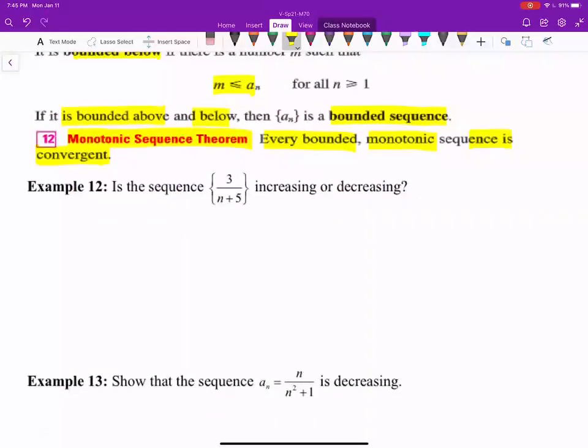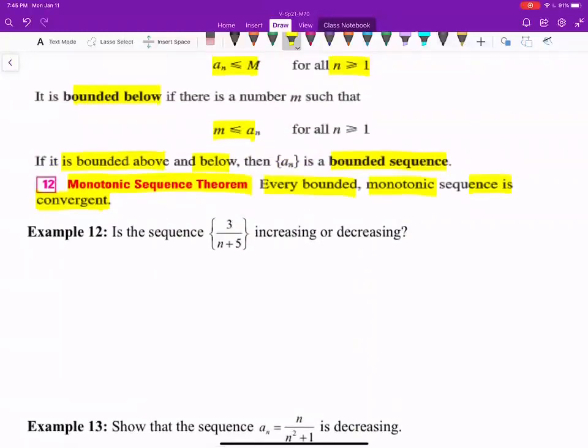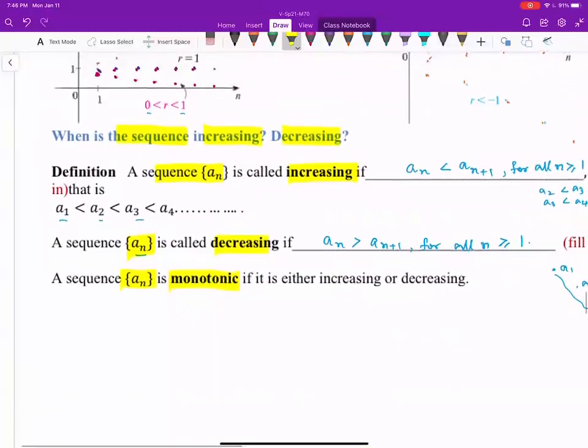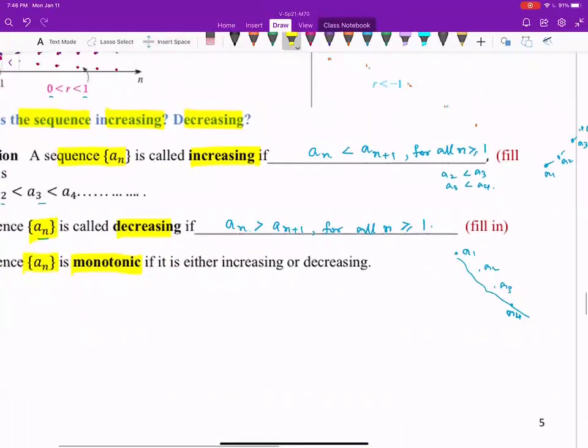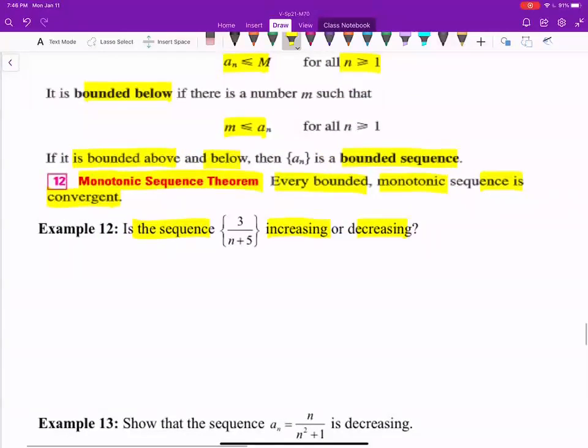So now let's see two examples where we prove increasing, decreasing. We are testing whether the sequence is increasing or decreasing. Is the sequence 3 over n plus 5 increasing or decreasing? If you recap the ideas that we mentioned, it is increasing if a_n is less than a_(n+1), decreasing if a_n is more than a_(n+1). Even this idea will be repeated quite often later in series.